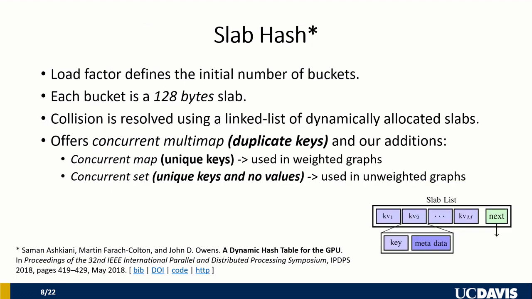Now I will give a brief overview of SlabHash. SlabHash is a dynamic GPU hash table, and given a load factor, it defines a number of buckets. Each bucket is a 128 byte slab, and if a collision happens, we can allocate a new slab and link it to the previous one. Initially SlabHash supported concurrent multi-map, which allows non-unique keys, and we added support for concurrent map to ensure keys are unique, and we use concurrent map in weighted graphs. We also added concurrent set, which stores keys but no values, and this concurrent set is used for unweighted graphs.